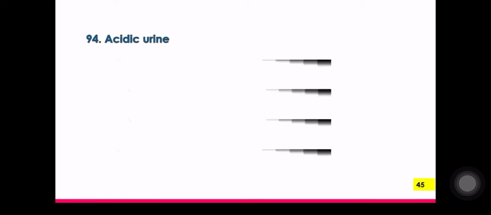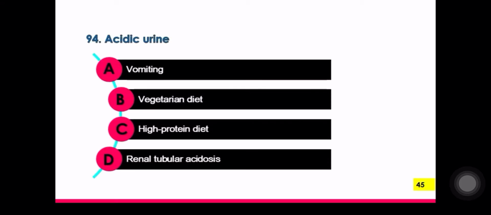So, the answer for number 94, acidic urine. Okay? Anong condition yung may acidic urine? Is it letter A, vomiting, letter B, vegetarian diet, letter C, high protein diet, letter D, renal tubular acidosis. Again, sino po sa kanila yung may acidic urine?